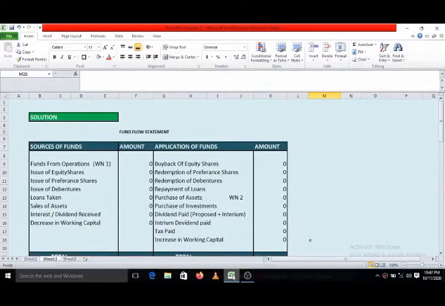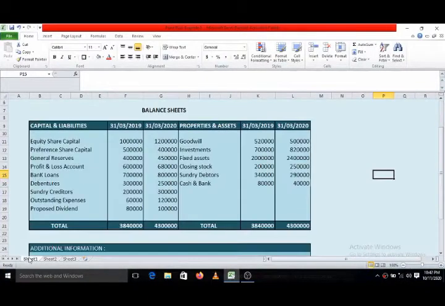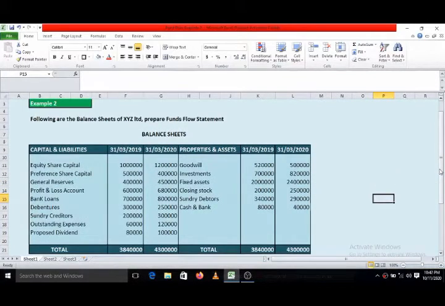Hello friends, today we will solve example number 2 on fund flow statement. Following are the balance sheets of XYZ Limited. Prepare fund flow statement. The balance sheets are given to you, two different balance sheets. One is of 31st March 2019, another is of 31st March 2020.